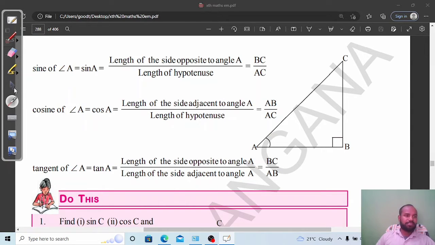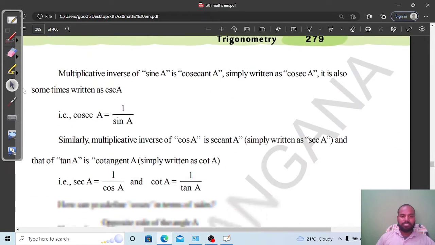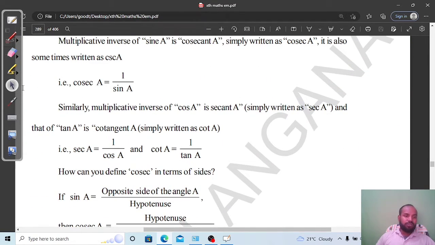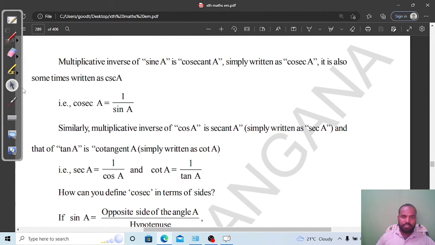Next, three are there, and the remaining three we will learn. What is the cosec formula? 1 by sin A. What is the sec formula? 1 by cos A. What is the cot formula? 1 by tan A. These names are also given here. Cosec is nothing but cosecant. Cosecant we shortly call cosec A. This is right.